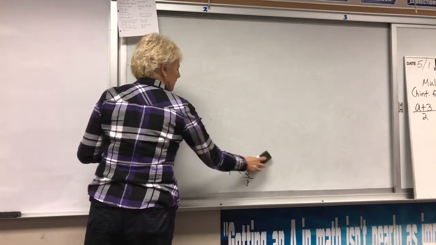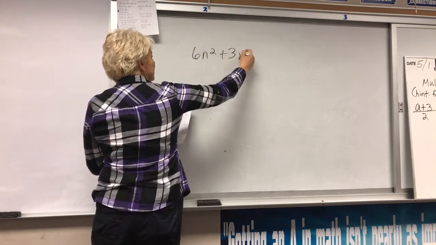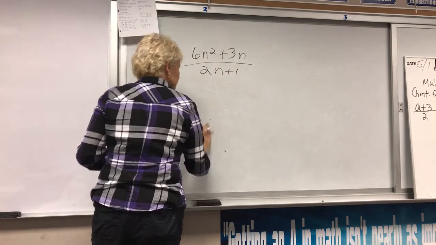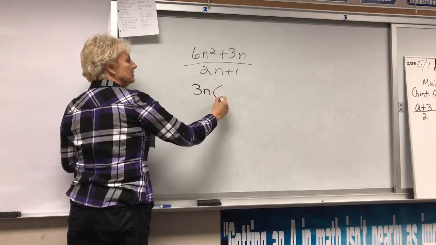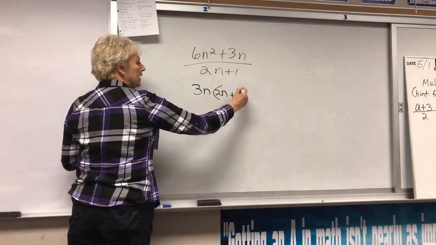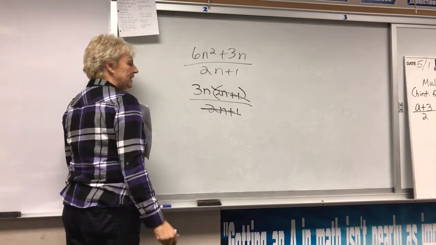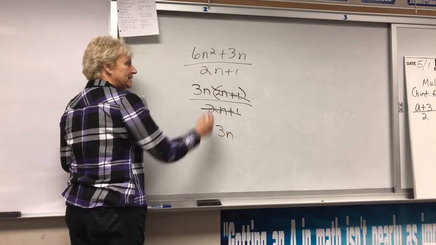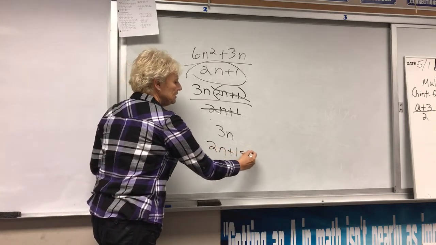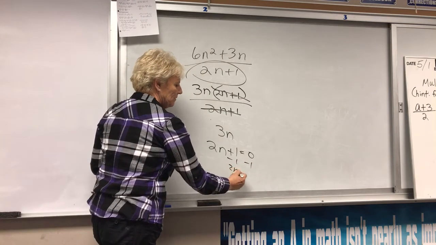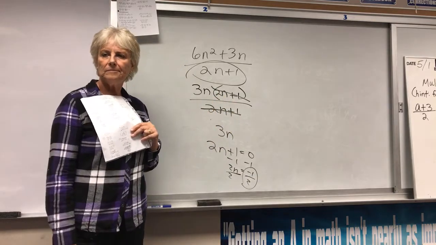Number 8, 6n squared plus 3n over 2n plus 1. The numerator can be simplified by taking 3n out, and then you get 2n plus 1 over 2n plus 1. You have the same binomial, so they can cancel out. Final answer, 3n. Now, to find the excluded value, you go back and solve for 0. Subtract 1, divide by 2. Alright. Okay?